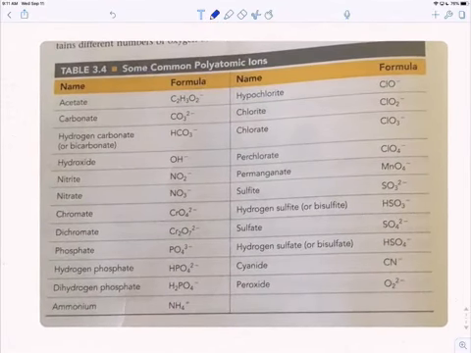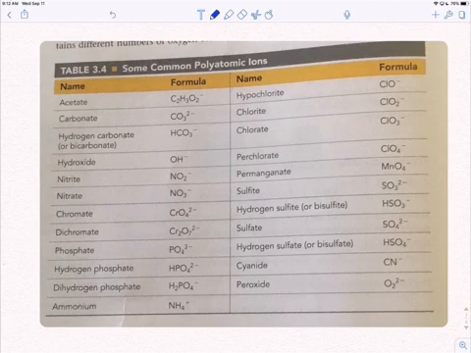Another thing you do not have to memorize, which will be given to you, polyatomic ions. If you are in a monogamous relationship, how many people are you in a relationship with? 1. If you are a polygamist, how many people are you in a relationship with? 2 or more, right? So if it's a monatomic ion, how many atoms are there? 1. If it's a polyatomic ion, how many atoms are there? 2 or more.